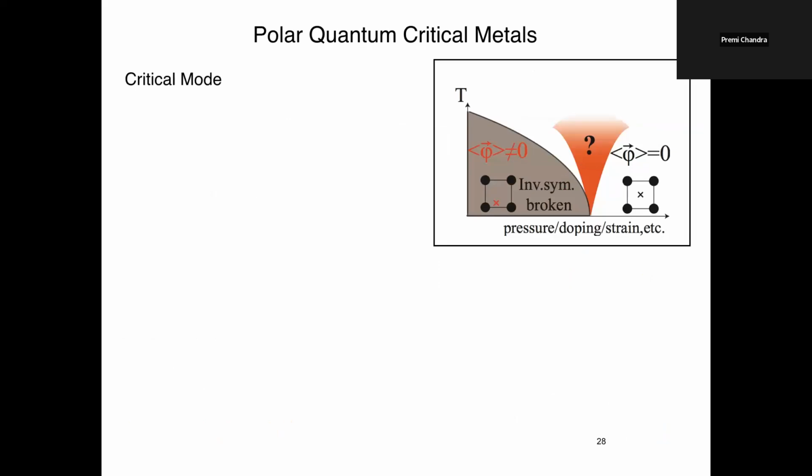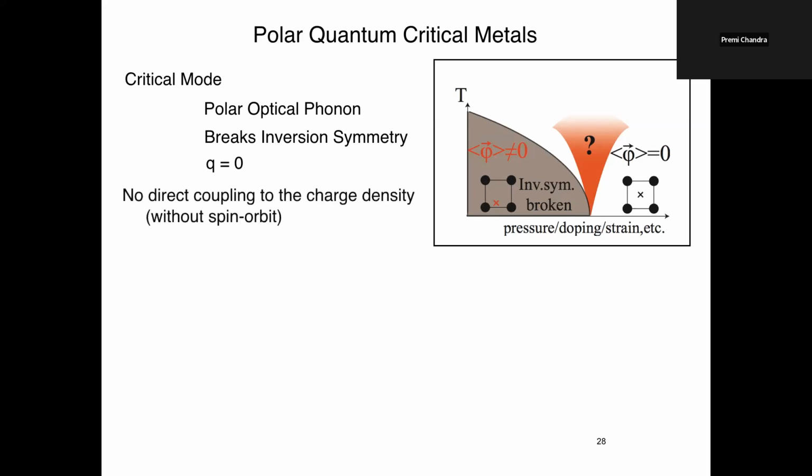So what can we say about polar quantum critical modes? Well, our critical mode is a polar optical phonon. Okay? It breaks inversion symmetry. As we'll see, that will be a challenge, but also an opportunity. It's at Q equals zero. And as we're going to talk about more in a minute, there's no direct coupling to the charge density without spin-orbit coupling. It breaks inversion symmetry, it's a transverse optical mode. It doesn't couple directly to the electrons.